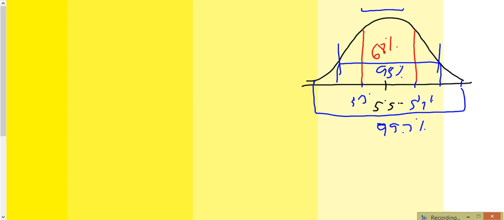The 95 should look a little familiar when we do confidence intervals, and that's going to come into play with our questions a little bit later. The application of this is going to come to you in question 20.3 when we standardize it.